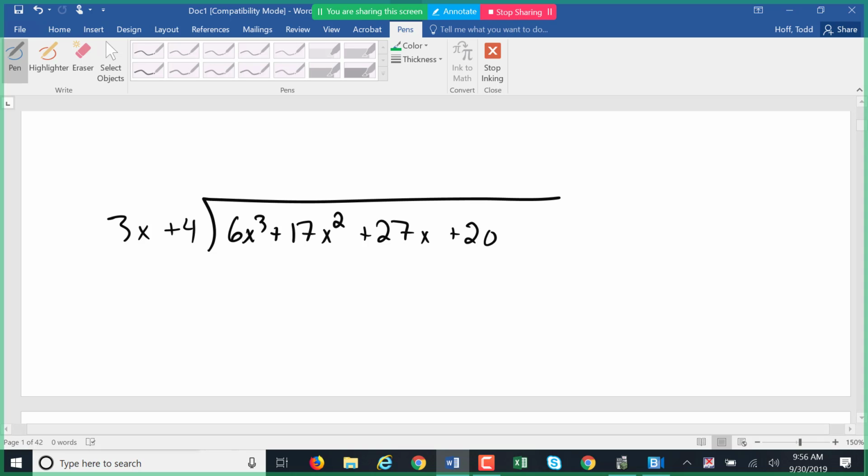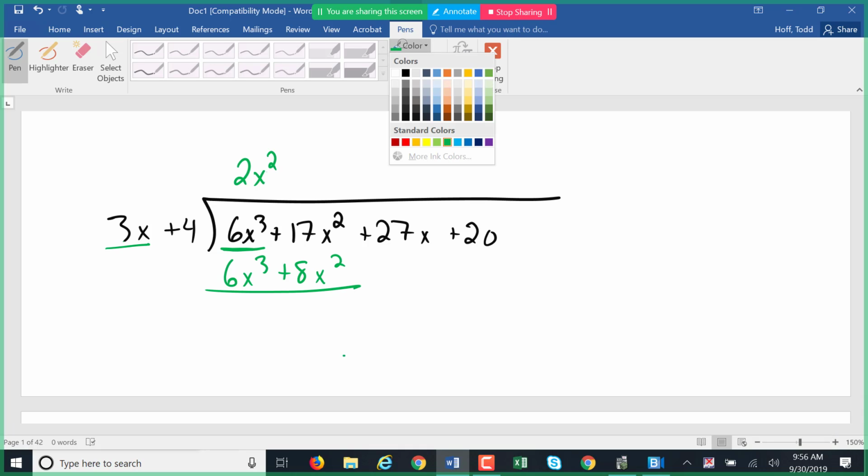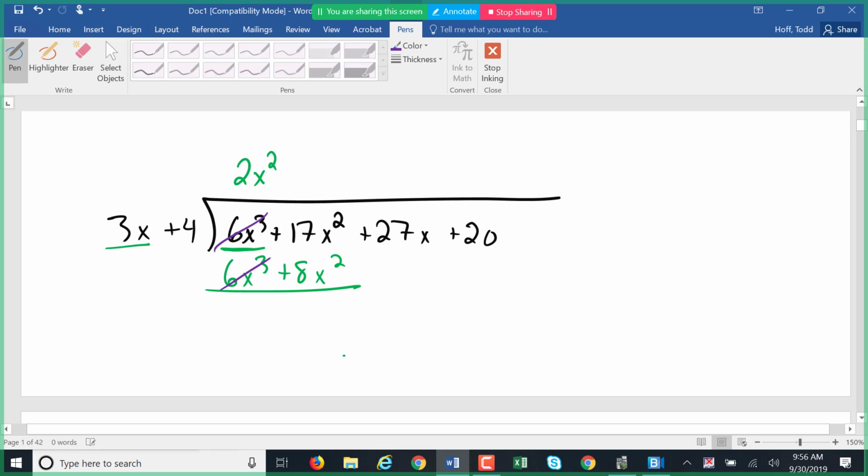Now again, we will start by only looking at the leading terms. So we have a leading term here of 3x in our divisor and 6x to the third in our dividend. Well, 6x to the third divided by 3x, that's 2x squared. So let's multiply that out. 2x squared times 3x, that's 6x to the third. 2x squared times 4 is 8x squared. We go to subtract here, 6x to the third minus 6x to the third cancels out, we're good, that's 0.